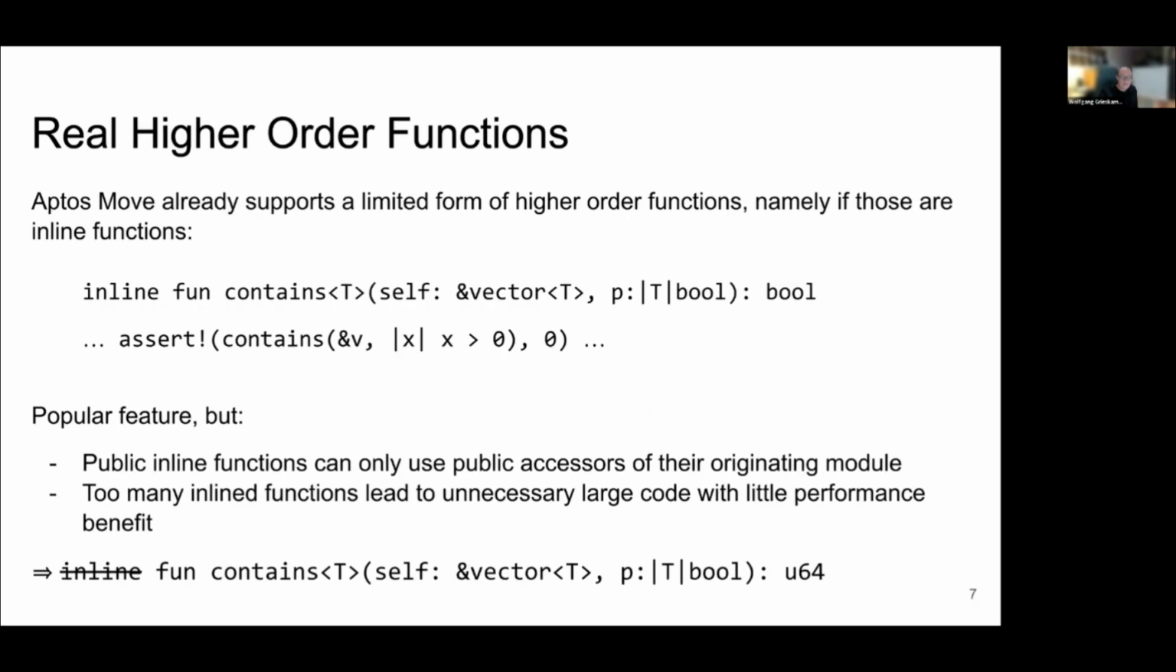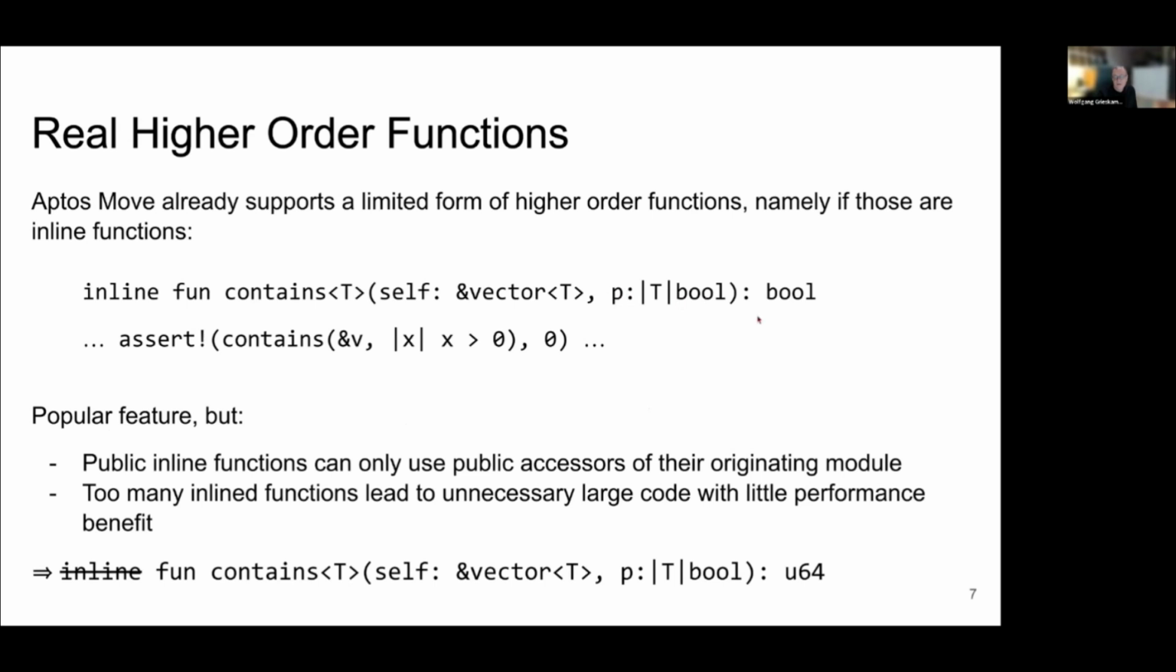If you have used Aptos Move, you might have come across inline functions, which also allow function parameters. For example, we have here this inline function contains, which checks whether inside of a vector there is an element which satisfies a certain predicate P. And this here is a notation of a function type. The P is a function from the type T to the type bool. So this kind of higher order function has been enabled in Aptos Move in the last year.